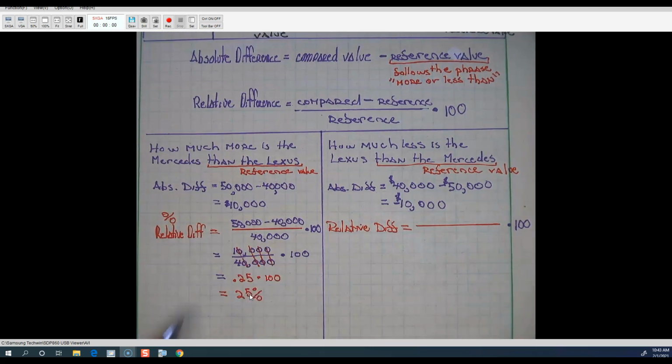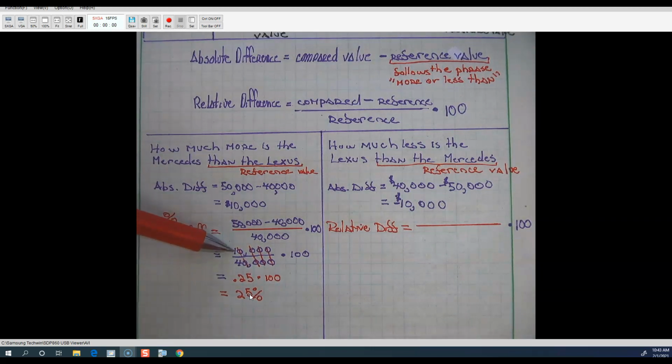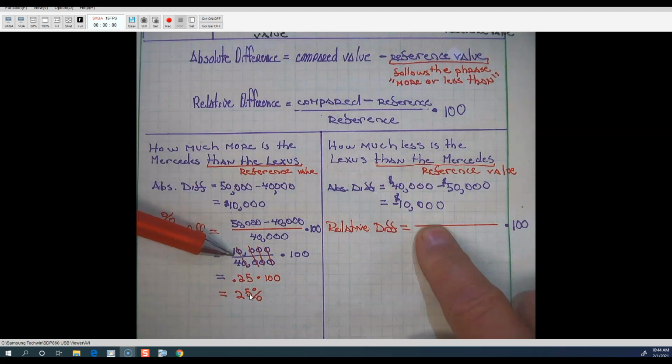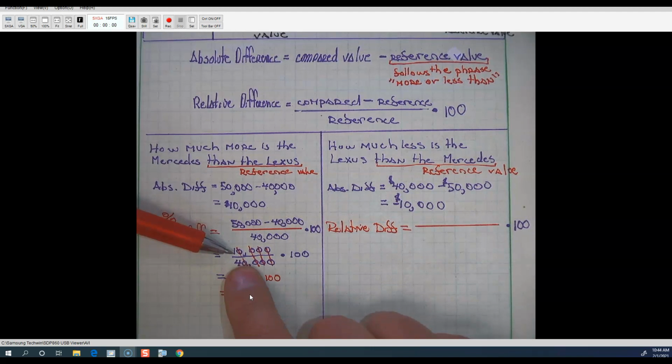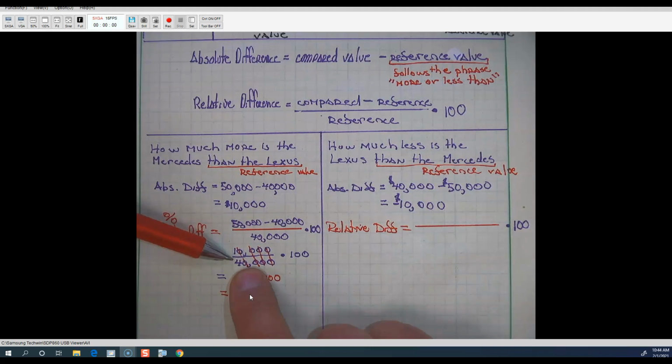So here, the difference between the two vehicles is 10 grand. And then what you're doing is you're figuring out what percent of 40,000 is 10,000. Well, 10,000 is 25% of 40,000. But over here, when you compare it, you're comparing the $10,000 to the cost of the Mercedes. Here, you're finding the percent that 10,000 is to the cost of the Lexus.